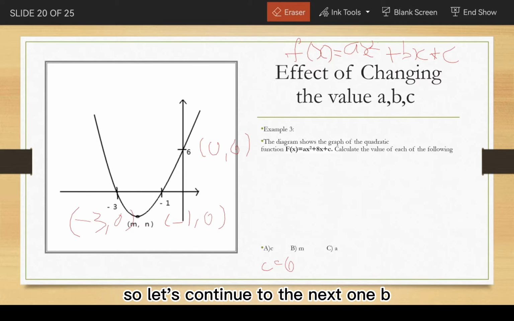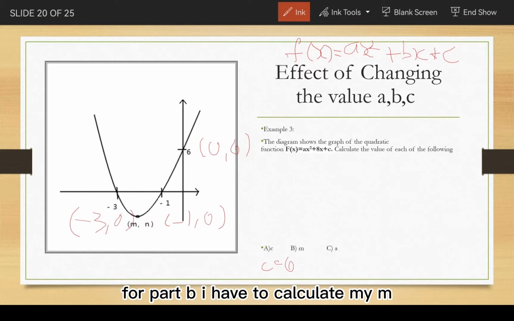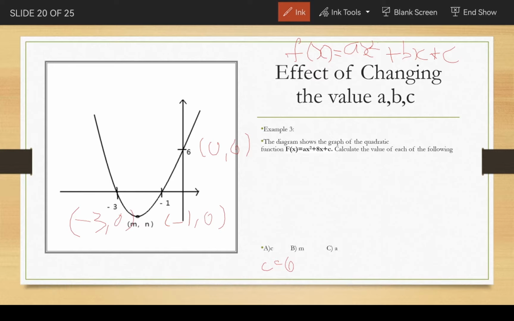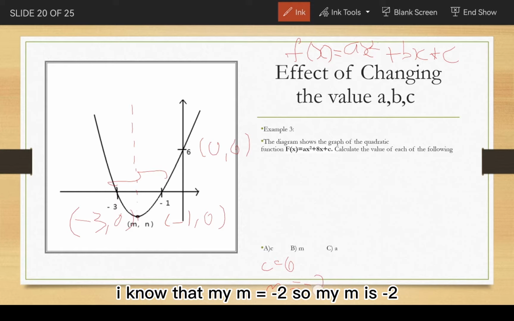So let's continue to the next one, B. For part B, I have to calculate my M, and this is the axis of symmetry, which passes through the minimum point and the distance here. And it divides into 2, which is here. So the distance between -1 and -3, which is here, is 2. Now, I know that my M is -2. So my M is -2.